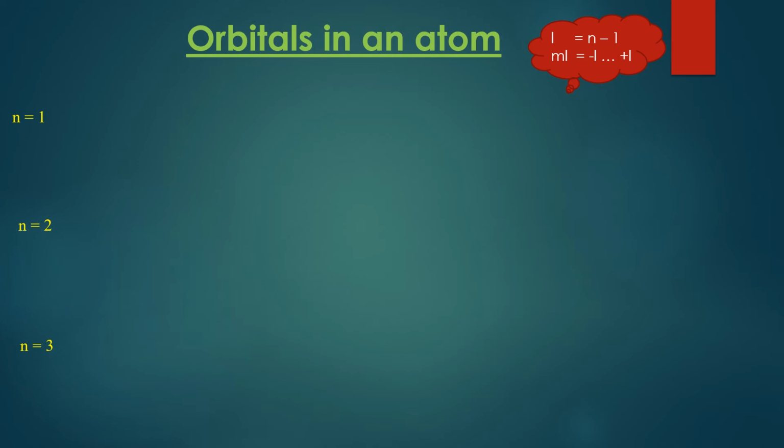So one more time, let's try to find out how many orbitals there are in each of the shells in the atom. When we have the first shell where n is equal to 1, let's work it out. We will first find out the L values. L is equal to n minus 1, and L will tell you how many sublevels there are. So let's see, n is 1, 1 minus 1 is equal to 0.